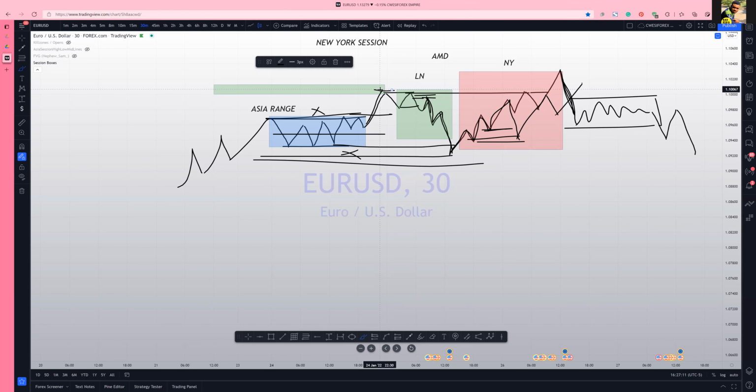It has taken out the buy side liquidity of the Asia range. Then sometimes it would drop and take out the sell side liquidity of the same Asia session again. So the manipulation session is taking out both the buy side and the sell side liquidity of this Asia range. Then when the New York session opens, it will take out the buy side liquidity of this London session. Are you guys getting it?